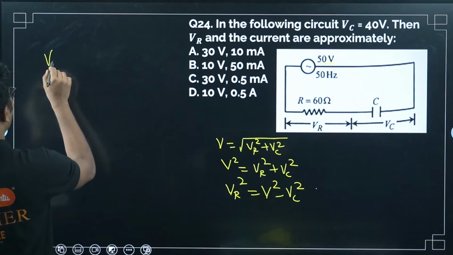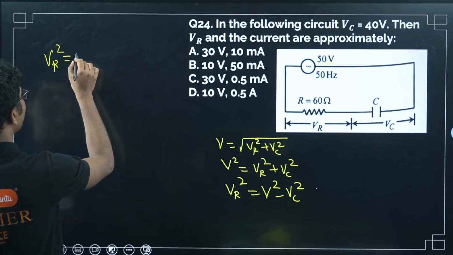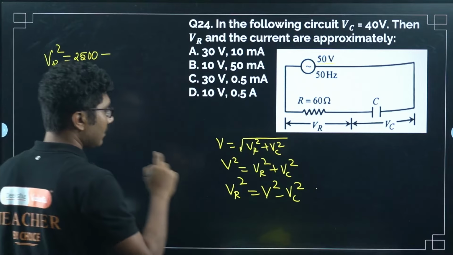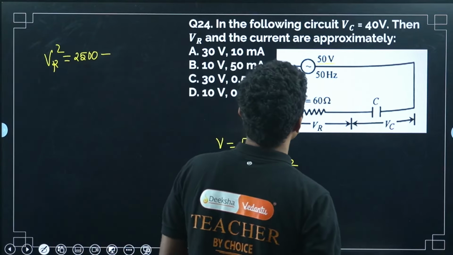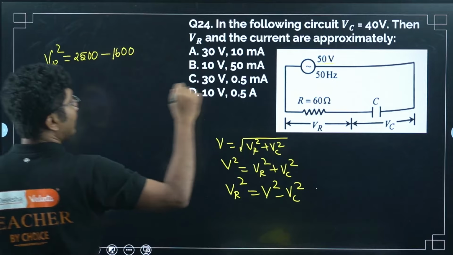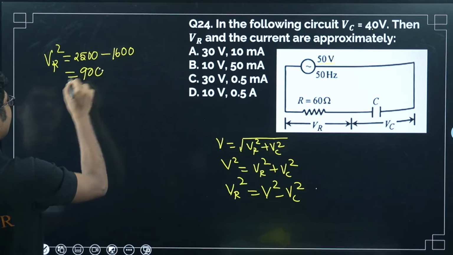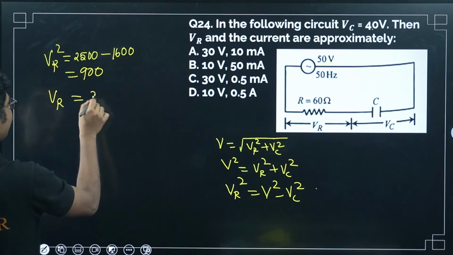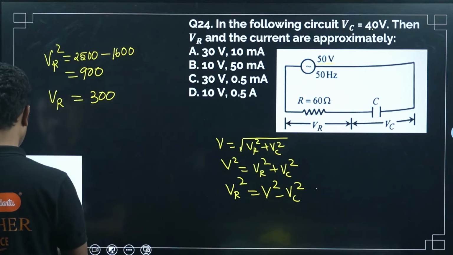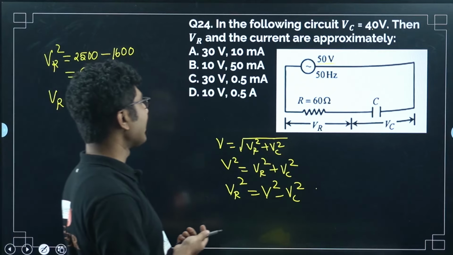So VR square equals V square, which is 50 square, 2500, minus VC square. VC is 40 volt, 40 square is 1600. So it is 900. So VR is, sorry, not 300, 30. 30 square is 900, right? So we have calculated VR.